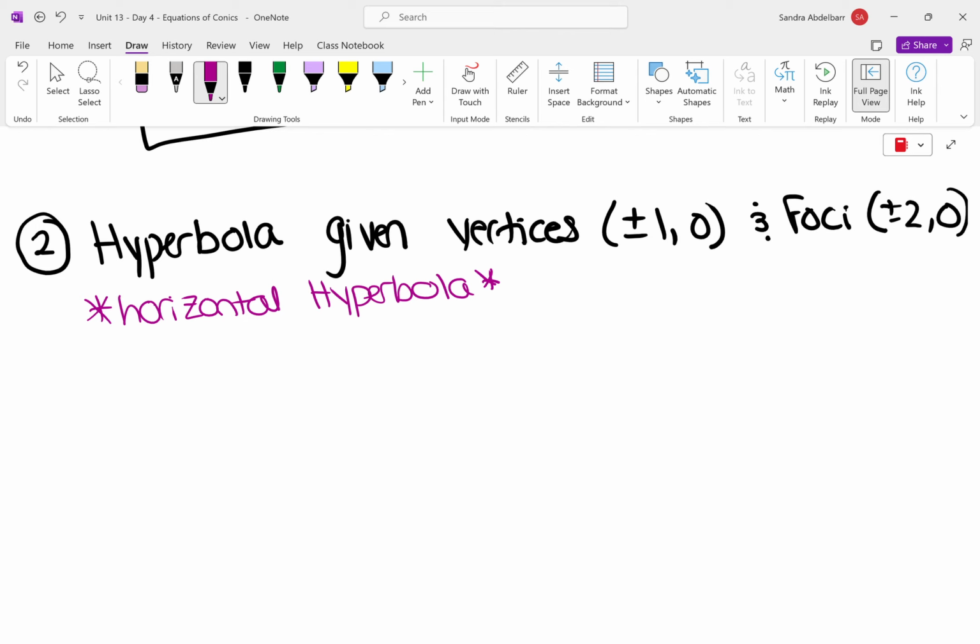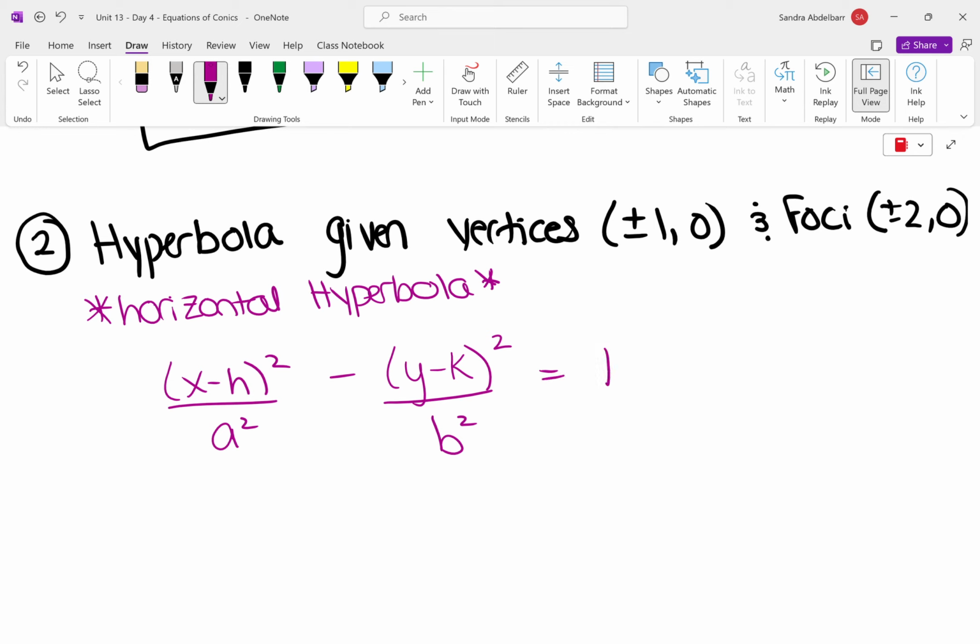Hey, who's going to give me the equation of the horizontal hyperbola? What's the format for us? x minus h squared over a squared minus y minus k squared over b squared equals 1. Let's talk about some things about this. In a horizontal hyperbola, the x is positive and the y is negative. In a hyperbola, the a squared is always under what is positive.